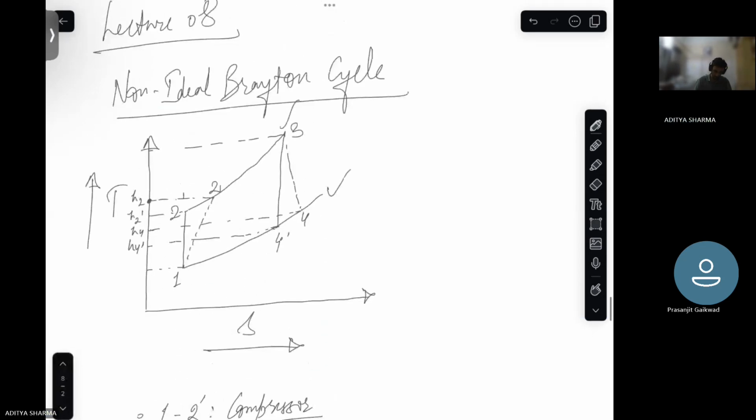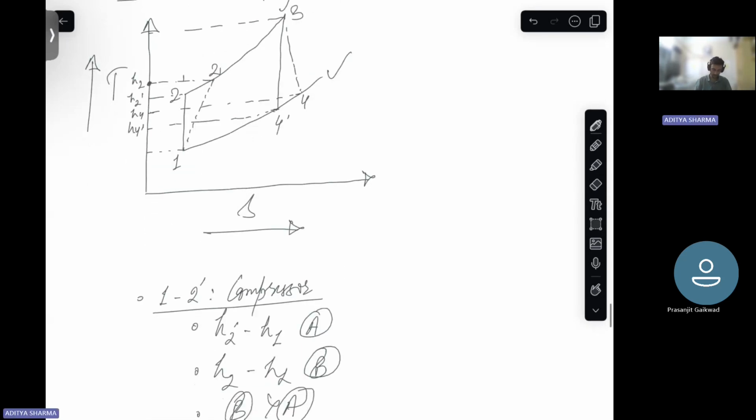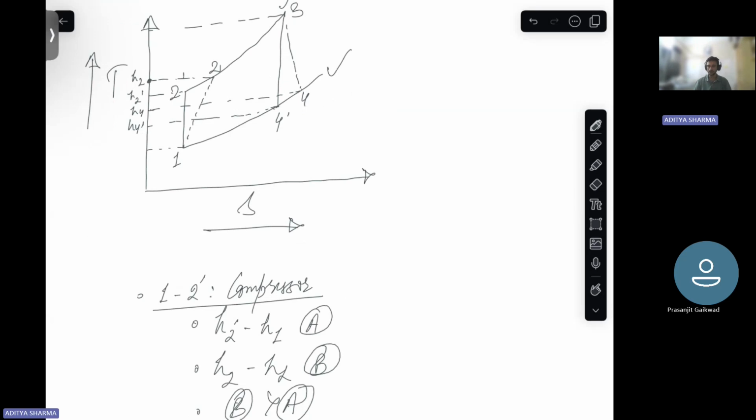Okay. Now you see H3 minus H4, that is the real case. And you see the ideal case H3 minus H4 dash, which is isentropic. So isentropically, if the gas, the working fluid, expands, in that case we'll have more work output. But that is not the case. The real case is lower work output. Okay. And then there are efficiencies related to that.